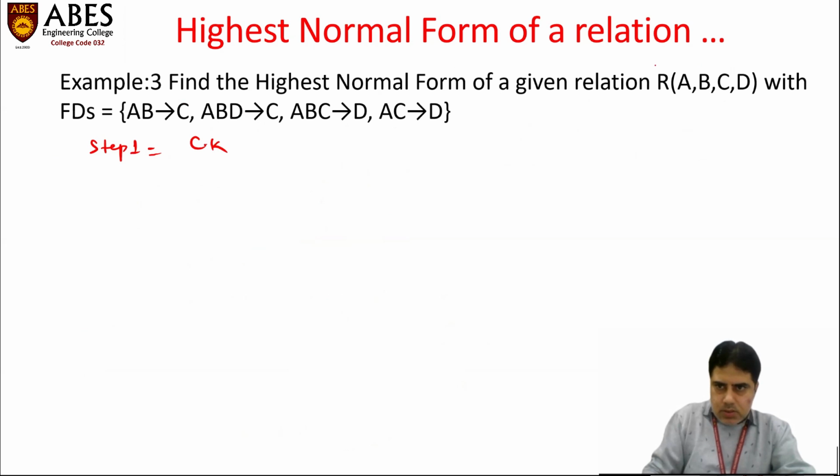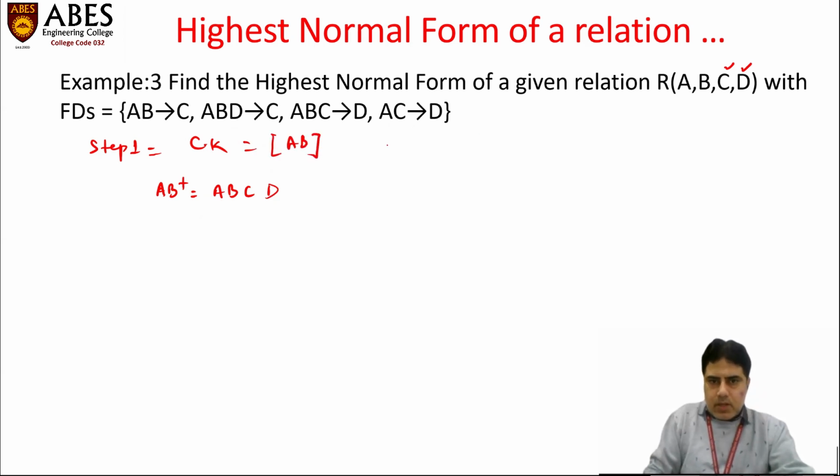Now here C and D appear on the right-hand side. Missing attributes are AB. Now take the closure set of the missing attribute AB: AB to AB, AB to C, and AC to D. So the candidate key is AB. Now step 2 is prime attributes. Prime attributes are A and B.